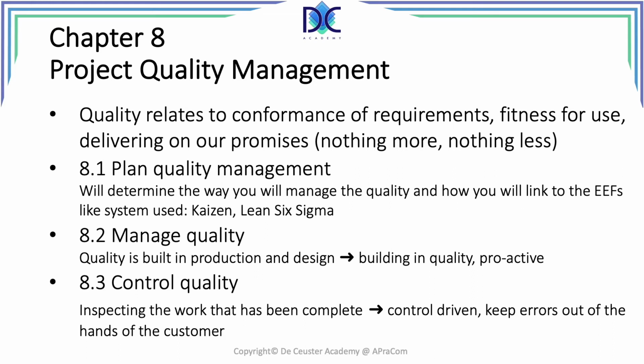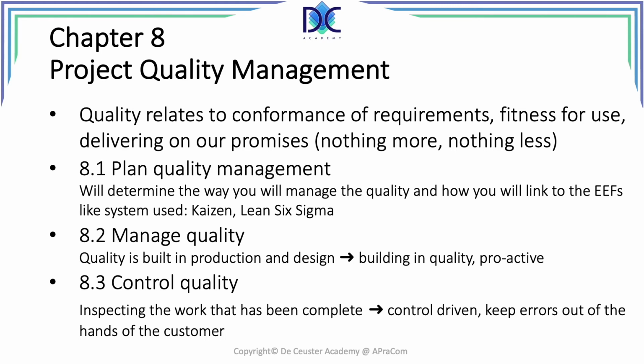We will have some statistics in it. And when we look at quality, it's very important to build it in production and design. So basically, quality is a proactive approach. Manage quality is a proactive approach. And control quality is in fact control-driven, where we try to find what is going wrong with the processes and we try to find ways to improve the processes.